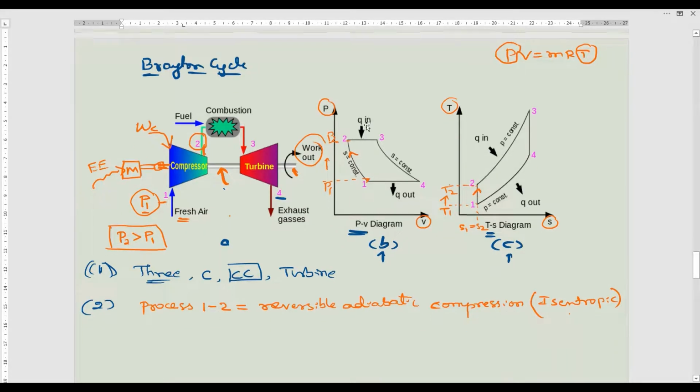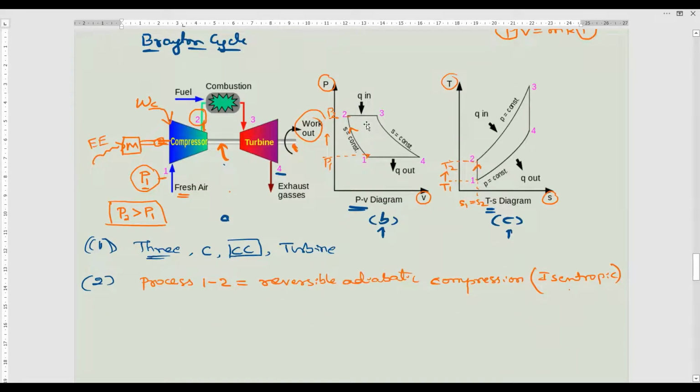The second process is the combustion process. You can call it heat addition, or 2 to 3 is the combustion process. To get the combustion, we have to supply fuel. This fuel may be any fuel, solid fuel, gaseous fuel, whatever it may be. It has some calorific value. Keep in mind, calorific value.